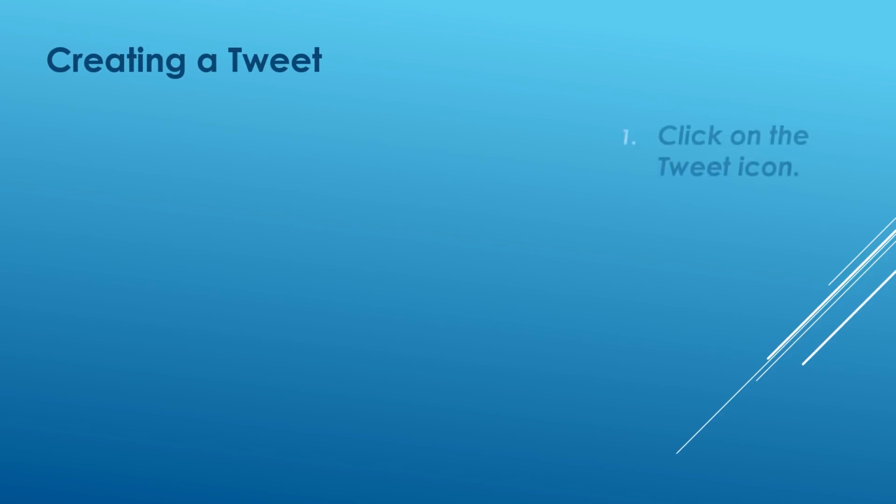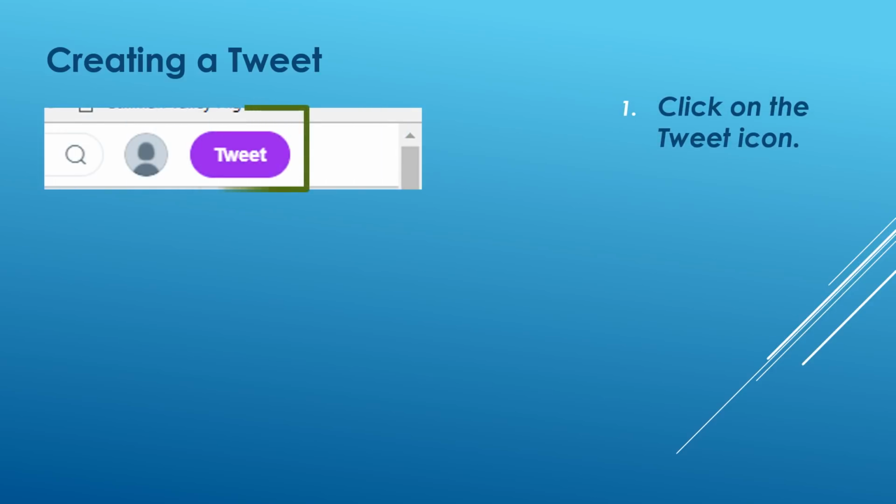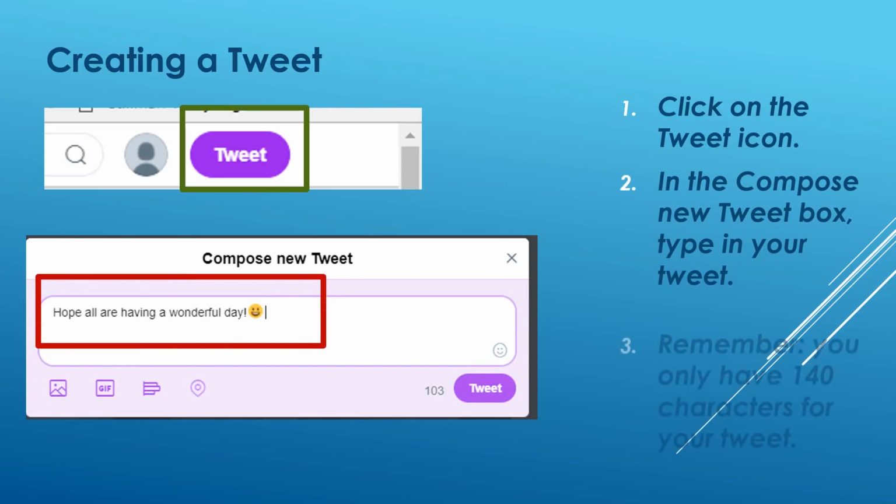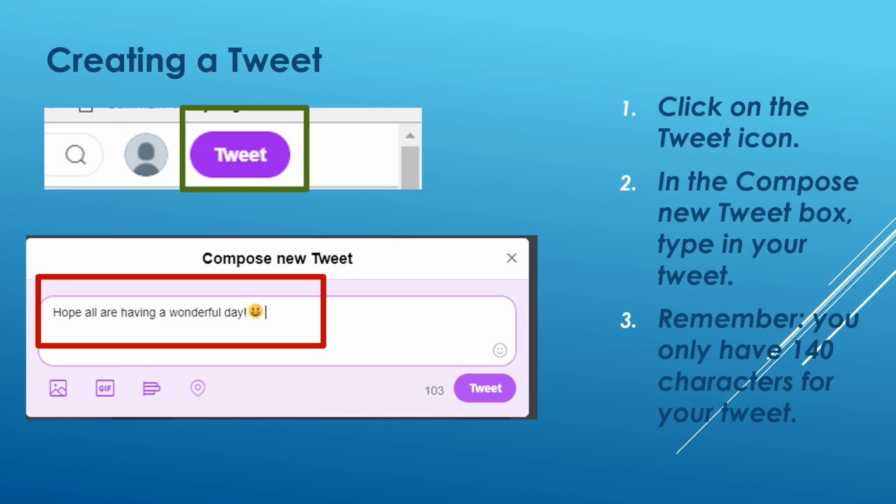Creating a tweet. If you go to the top right corner, there's a little box called tweet. You can click on that tweet icon. The compose box will then open, and you can type in a new tweet. Remember, you're limited as to the number of characters you can put in. After 140, you can't add any more data.